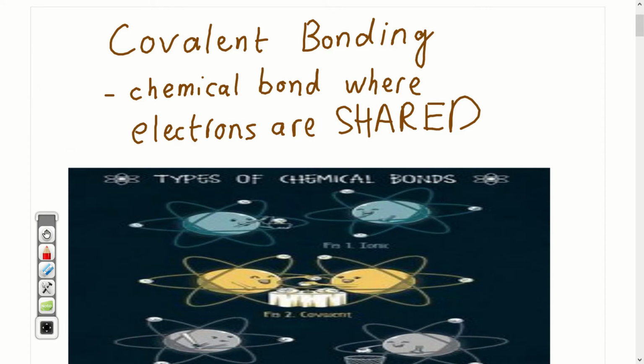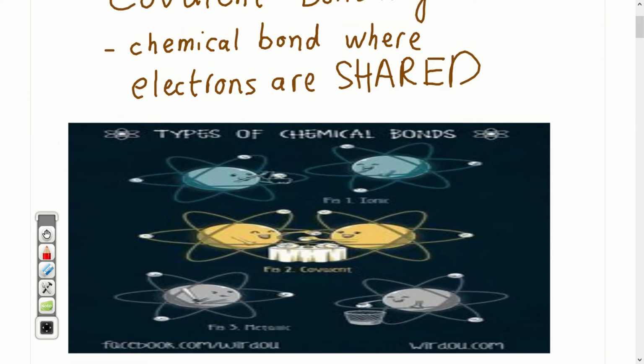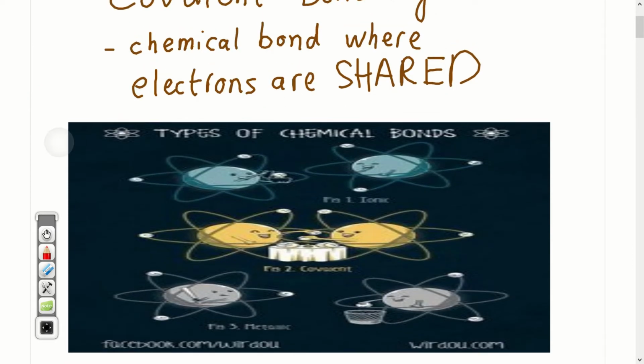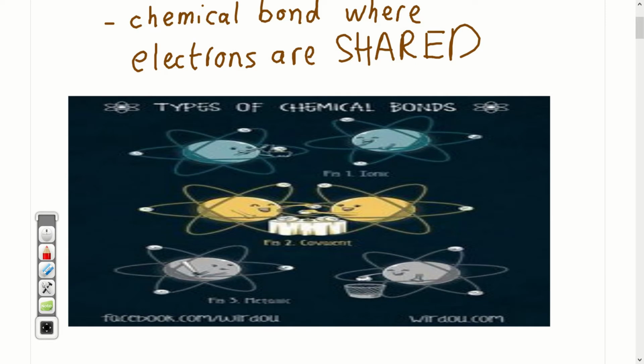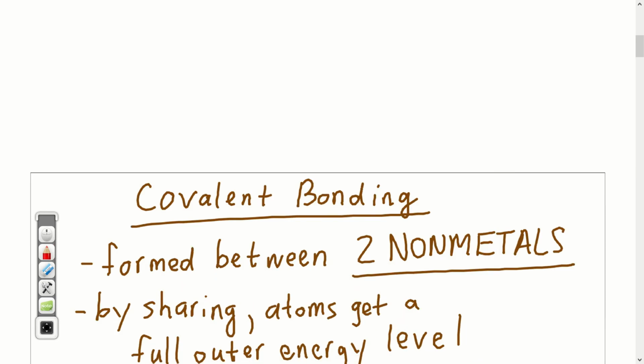So with this lovely little picture down here, taken from Facebook community wired.com, wherever that is. That basically is just a little picture showing the first one is ionic, where one electron's giving to another one and they're bonding. The second picture, the yellow ones, are showing you covalent bonding. And the last is metallic bonding, where basically those electrons are kind of all over the place, but we'll get to that at the end of this video.